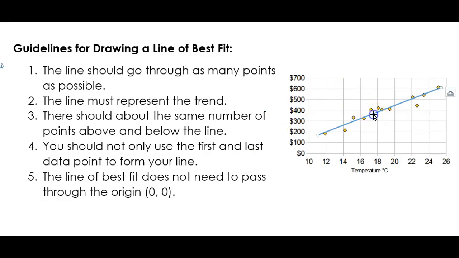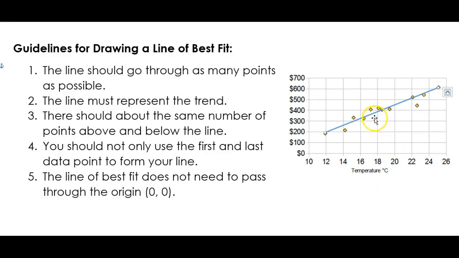For example, it wouldn't be correct for me to draw a line of best fit where half of them might be above and below, but it doesn't represent the trend at all. So let's get that back, maybe something like around there-ish. Okay, you should not only use the first and last data points to form your line. What I'm trying to say here is you don't need to start on this first one and end on this last one. Now in this case that turns out to be not so bad, but you may find that with different trends that doesn't really work so well for you.